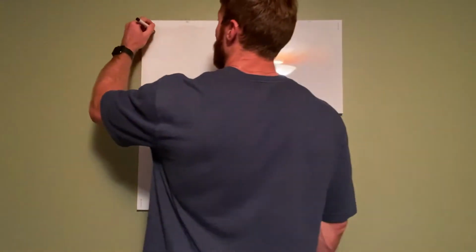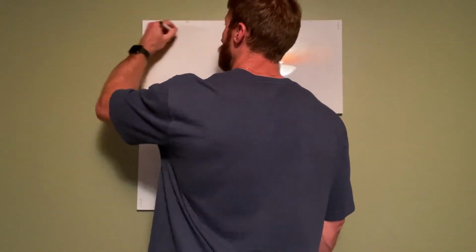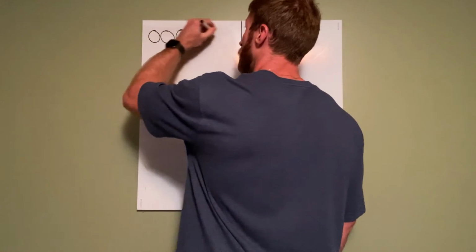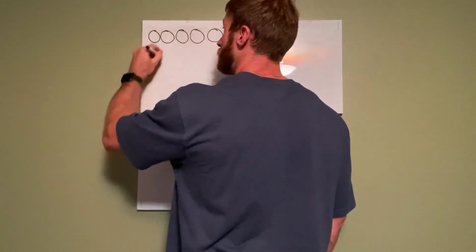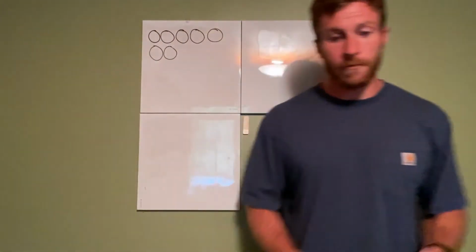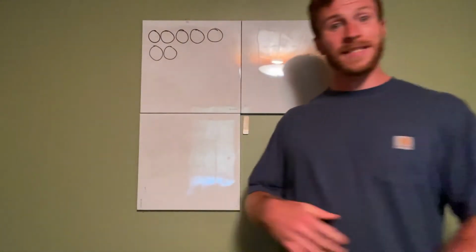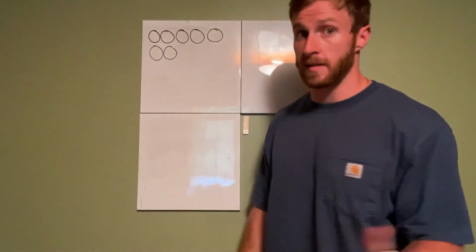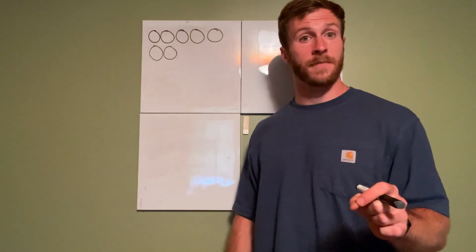Do you remember how many books I started with in my backpack? I started with 7. So let's draw 7. 1, 2, 3, 4, 5, 6, 7. So there we go. There's my 7 books that I left the library with in my backpack. Then it said I gave some away to my friend. Did it say how many? No, it didn't.